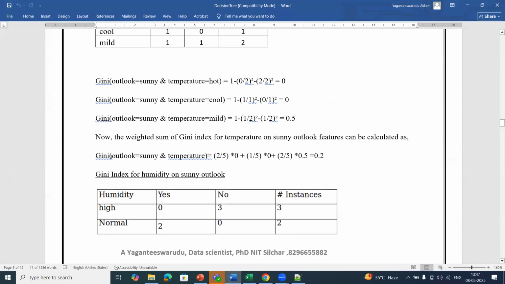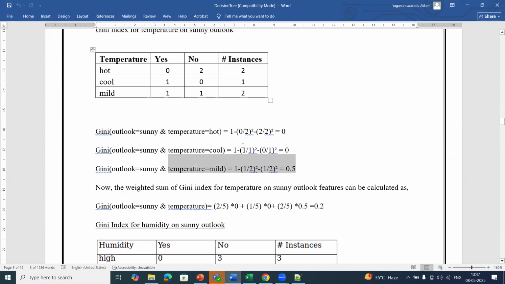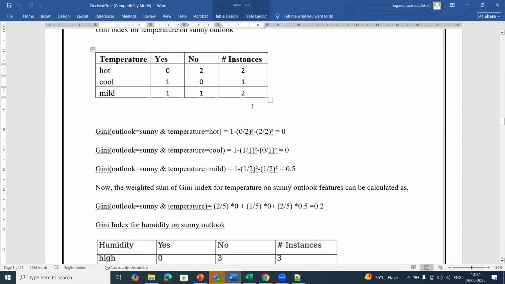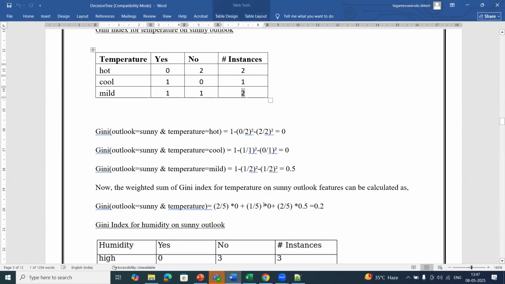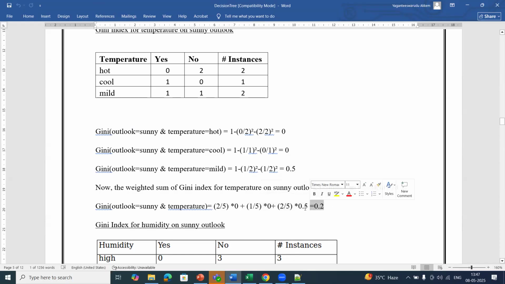For the final Gini index of temperature: temperature hot is 0, temperature cool is 0, and temperature mild is 0.5, right? To calculate the final combined Gini index, the total is 5 records. 2 by 5 into 0 plus 1 by 5 into 0 plus 2 by 5 into 0.5, that is 0.2.